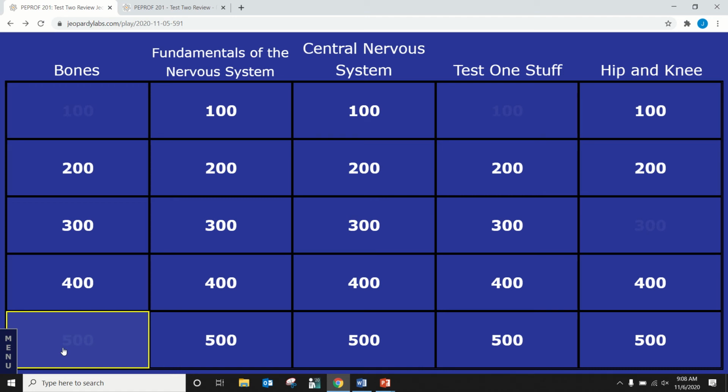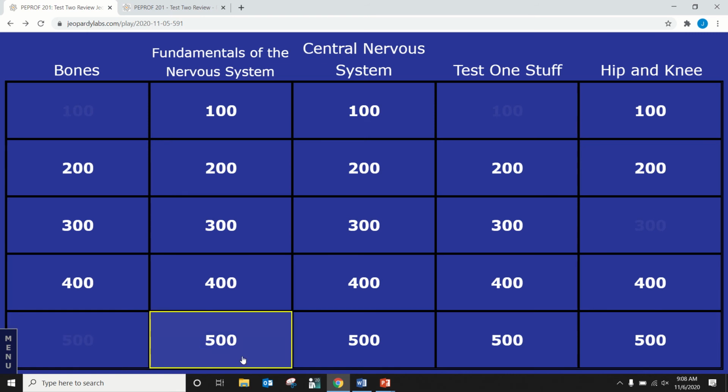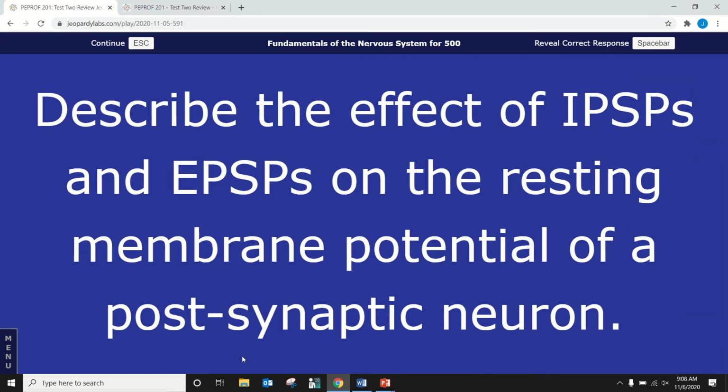Dealer's choice. All right, let's go fundamentals of the nervous system for 5. Describe the effect of IPSP on the membrane potential of a postsynaptic neuron. So there's a lot of terminology in there. Part of the thing I put this on here is I want to make sure that you understand the terminology, and then we'll talk about what it means.